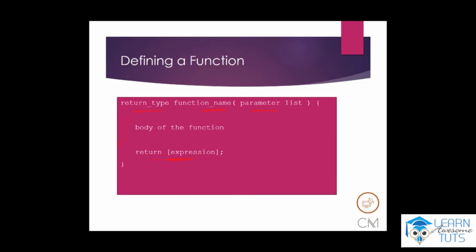But don't forget that this return must be compatible with the return type. If the return type is integer, then we should return an integer. If it's string, we should return a string. If it's double, we should return a double, or we will get an error. So the general form of a function is this.